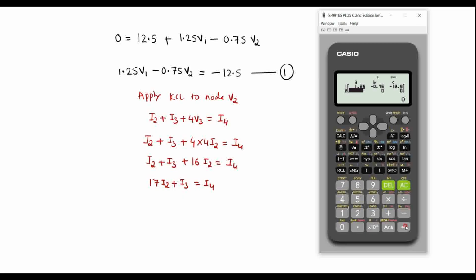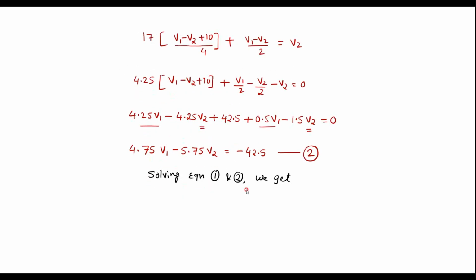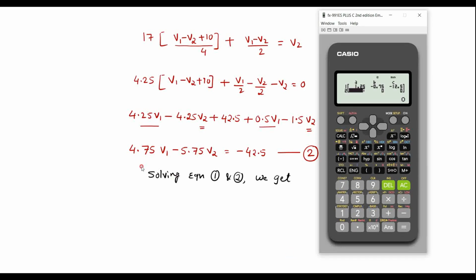Similarly, now feed the values of the second equation. Here the coefficient of V1 is 4.75, equal to, the coefficient of V2 is minus 5.75, equal to, then its value is minus 42.5. So it gives V1 is equal to minus 11.03 and V2 is equal to minus 1.724.